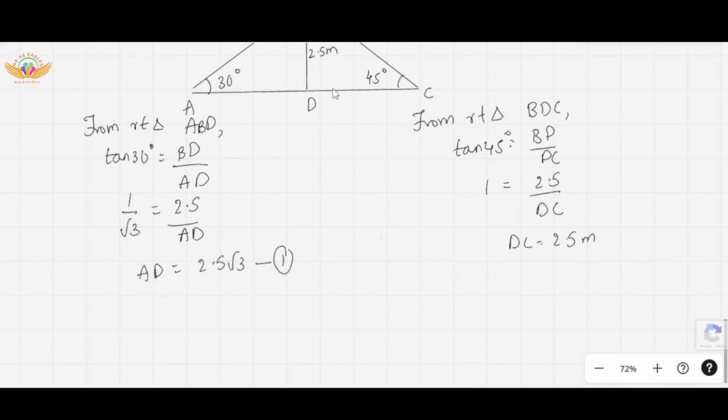So what is AC? AC is nothing but AD plus DC, right? When we add both the terms, then we will get the full AC. AD is 2.5 root 3 plus 2.5. Take 2.5 common: 2.5 times (root 3 plus 1). So this is the AC, the width of the river distance.